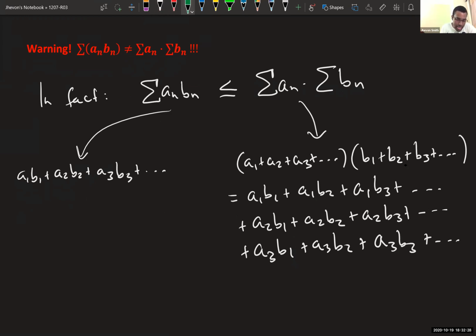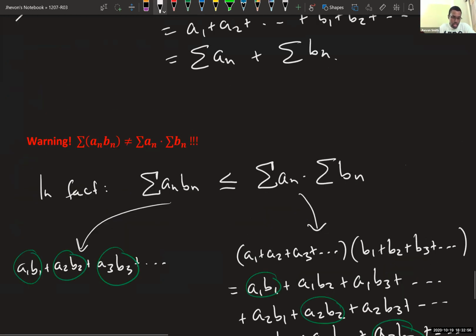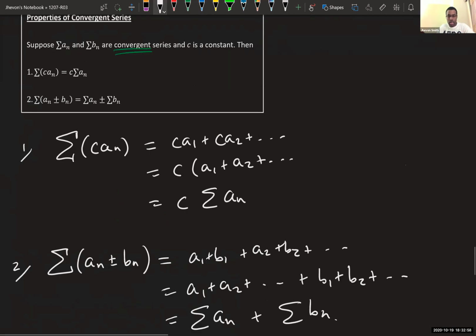And you'd realize that these guys over here are only just a few of these guys over here, right? You're actually adding up all those guys, plus you're adding up a bunch of other terms. The only way these guys are equal is if those other terms happen to be zero, right? Or they happen to add up to zero. So in general, though, as you can see, the guy on the right is going to be bigger than the guy on the left. So series do not distribute across products, so that's very important. They distribute across sums, and we can factor constants out.